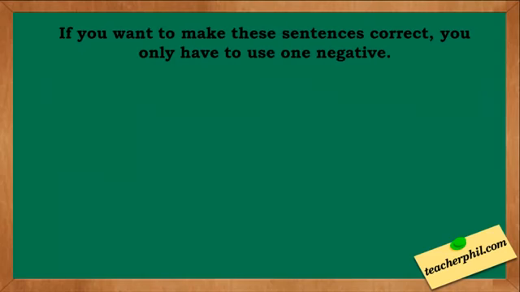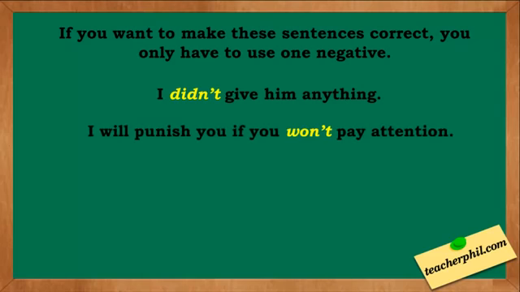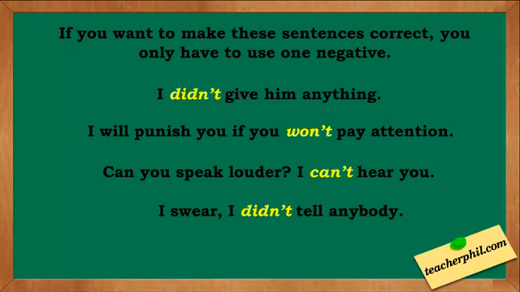If you want to make these sentences correct, you only have to use one negative. Examples: I didn't give him anything. I will punish you if you won't pay attention. Can you speak louder? I can't hear you. I swear I didn't tell anybody.